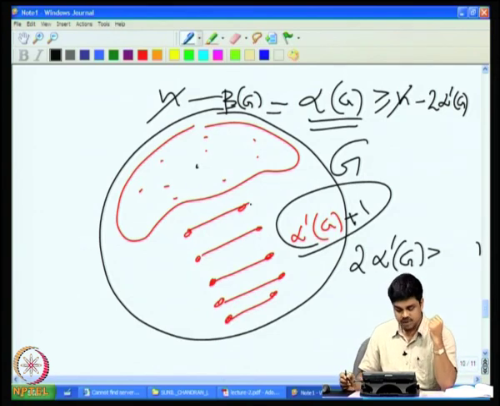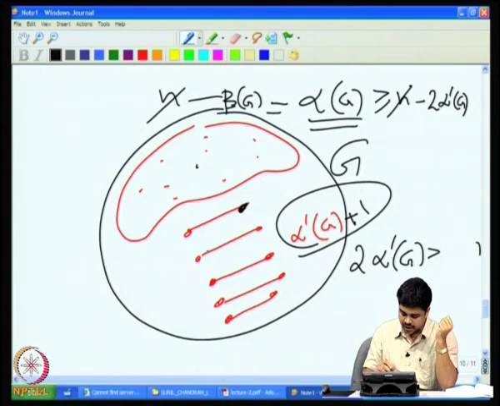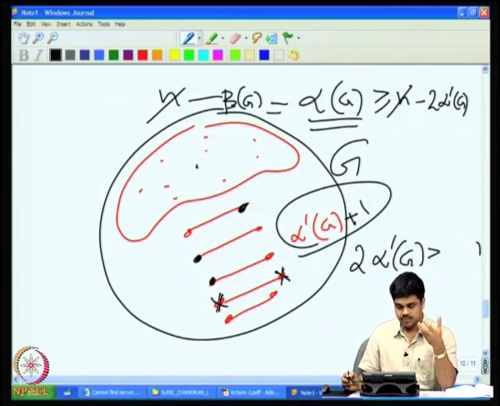If I want to consider a vertex cover, I have to select at least one endpoint of each of these edges. Why? Because if I do not select either endpoint of this edge, then this edge will not be covered. I hope you remember what vertex cover was supposed to do. The vertex cover was supposed to be a set such that every edge has at least one endpoint in this vertex cover, right.